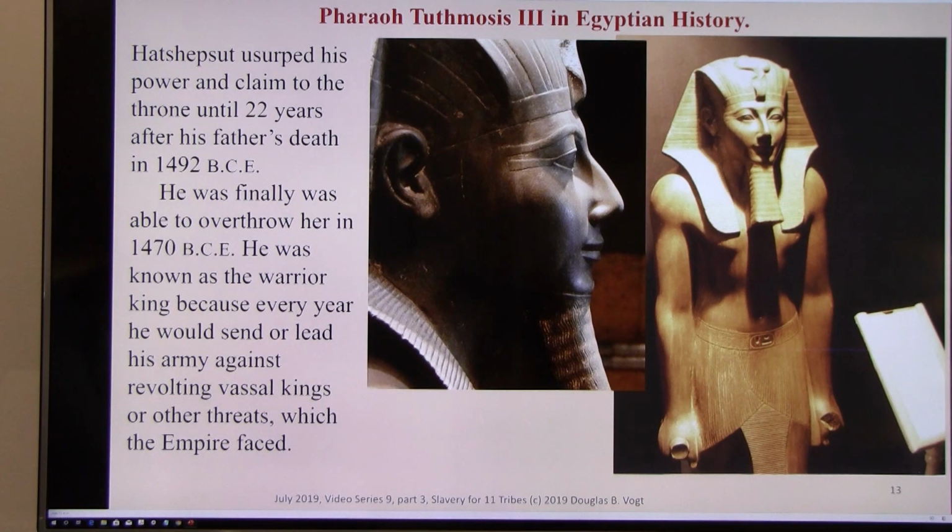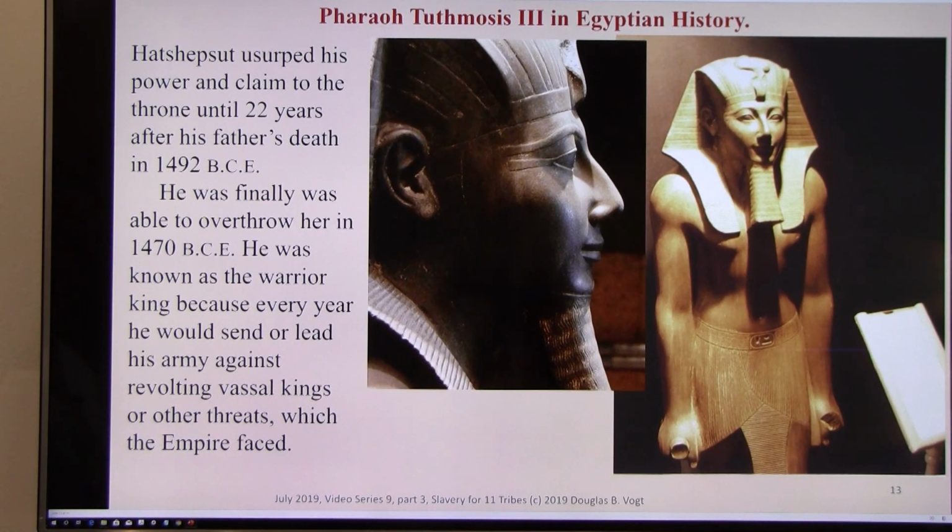Hatshepsut usurped his power. This is Tutmosis III, for about 22 years, we think. And either 22 or 24 years old, he finally took over as Pharaoh. And I think it's 1492 BCE. He finally was able to overthrow in 1470. Oh, his father's death was 1492. He takes over at 1470 is my best estimate.